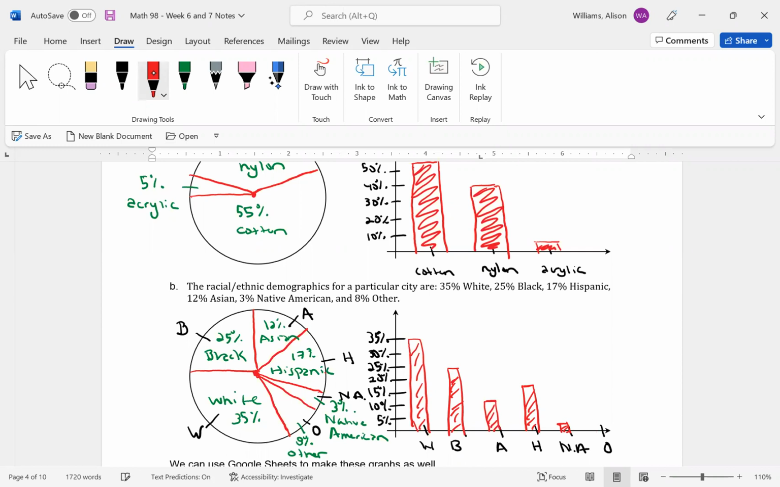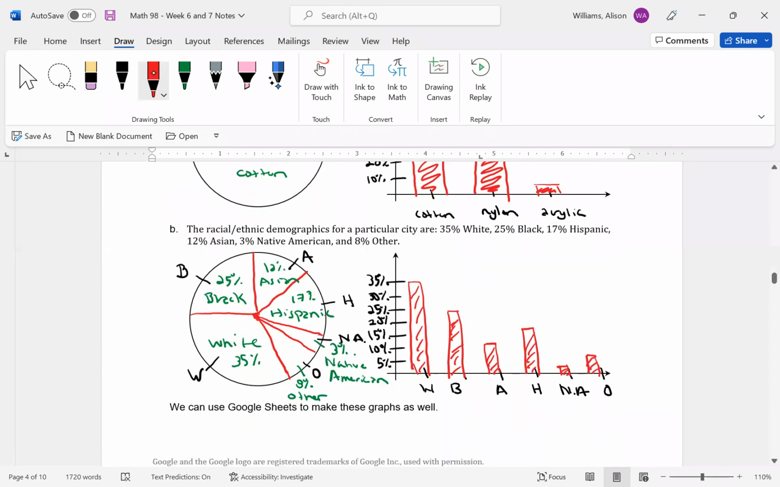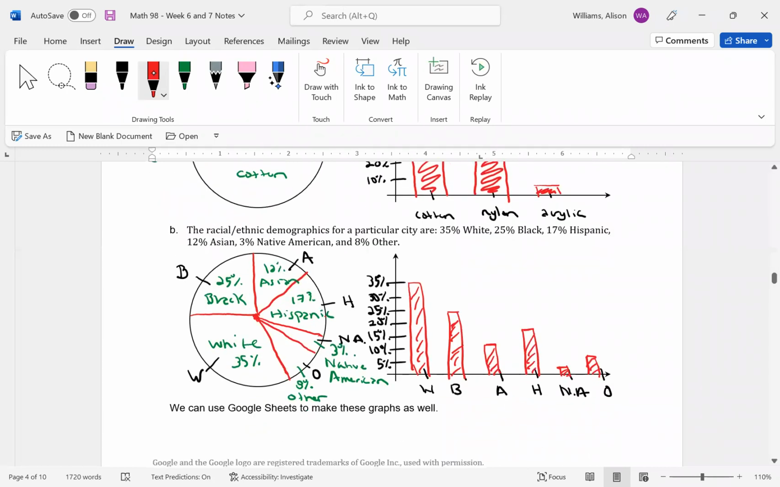Oops. And there we go. That's kind of roughly how it would look, not getting to write out all of the words. And that's how we would do pie charts and bar graphs for each piece of data.